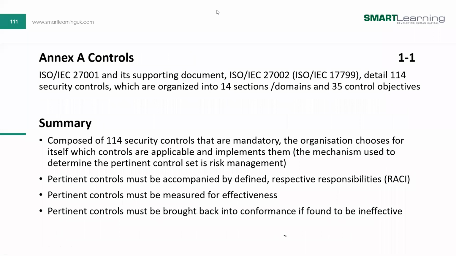So Annex A has 114 controls. It supports 27002, and that's why you see Annex A in 27001 and 27002. They contain the same thing, but where it lists it as A.5 in 27001, indicating that it's an annex, in 27002 it just calls it 5. So A.5.1.1 is 5.1.1 in 27002. Okay, they both contain 14 clauses, 14 domains. They have 35 control objectives and 114 controls each, reflecting that they are the same.